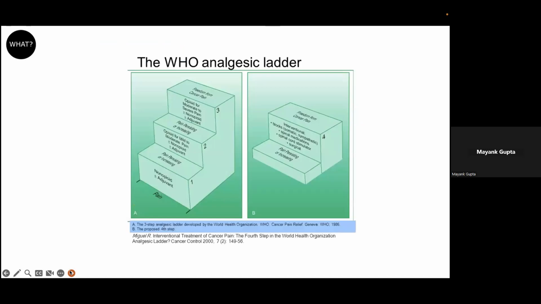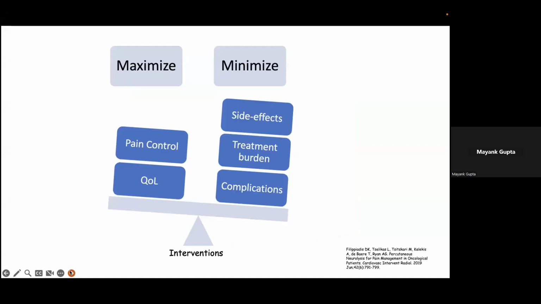So considering all these advantages, a number of modifications have been proposed for the WHO analgesic ladder, in which interventions have been proposed at the 4th step. But nowadays, there is a concept of early interventions. For example, in patients with CA pancreas, which is amenable to celiac plexus block or a splanchnic nerve block, a number of studies are coming up which have shown the celiac or splanchnic nerve block not only to reduce pain, but also to reduce opioid doses and opioid-related side effects, and to improve the quality of life of the patient, which I'll be discussing. So these interventions are aimed at maximizing pain control, improving the quality of life, and minimizing the side effects, treatment burden, and complications of treatment of pain.